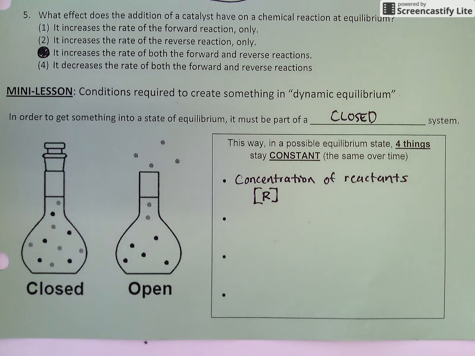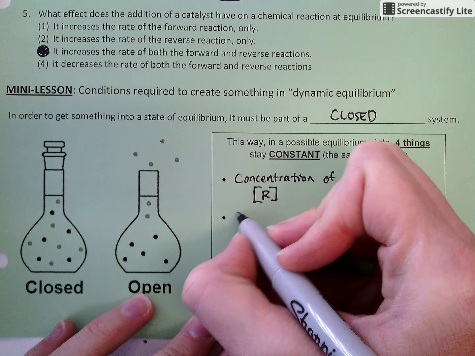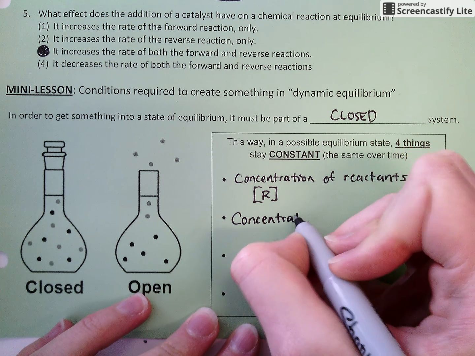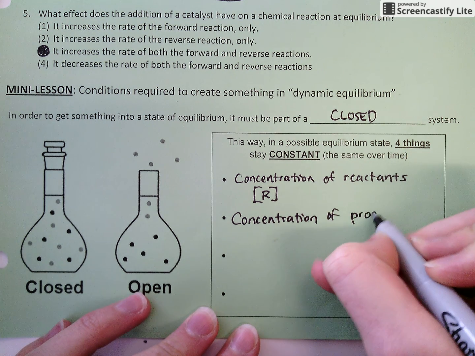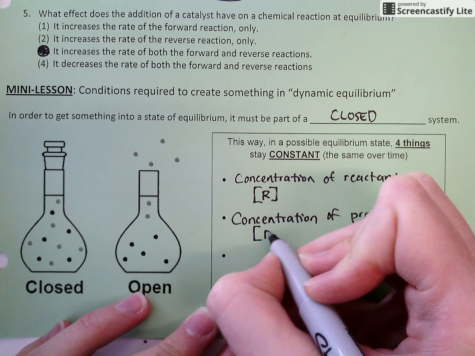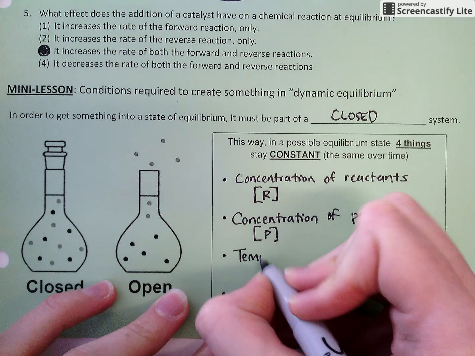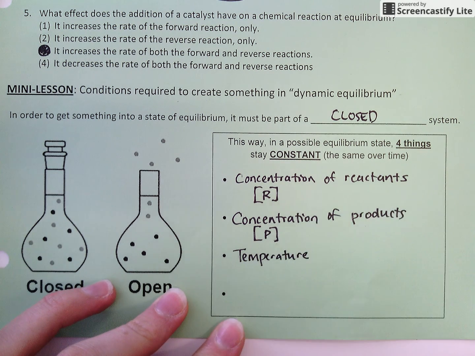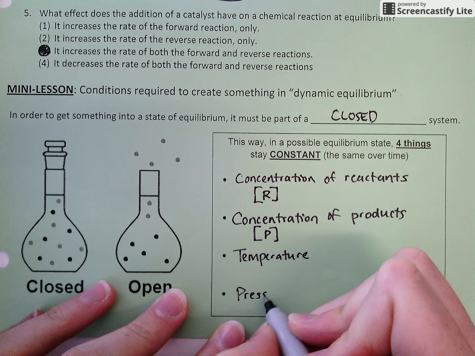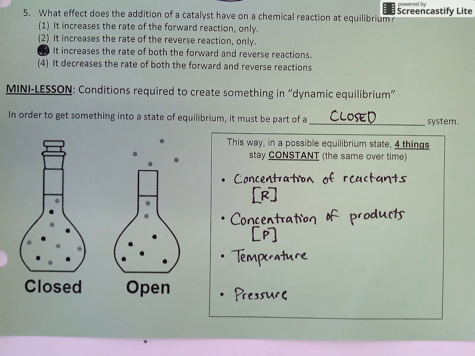Same deal for the products, right? If I tossed more in there, I would start shifting or moving away from a state of equilibrium before I could restabilize. So at equilibrium, the concentration of products also remains the same. And again, with the brackets, we could just represent that as the concentration of P. You guys also know that changing the temperature can affect the rate of reaction. So at equilibrium, we can't be changing the temperature. Same deal goes for pressure. We cannot change the pressure, otherwise we'll change the equilibrium state.